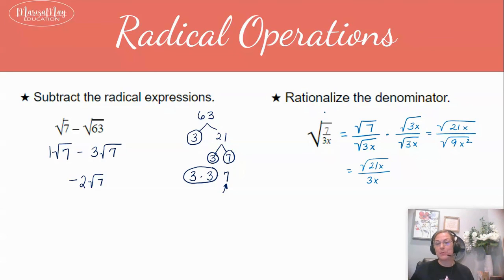So the whole purpose of rationalizing the denominator is to get the radical out of the denominator. So what we do is we multiply the top and the bottom by that radical in the denominator so that it will go away.